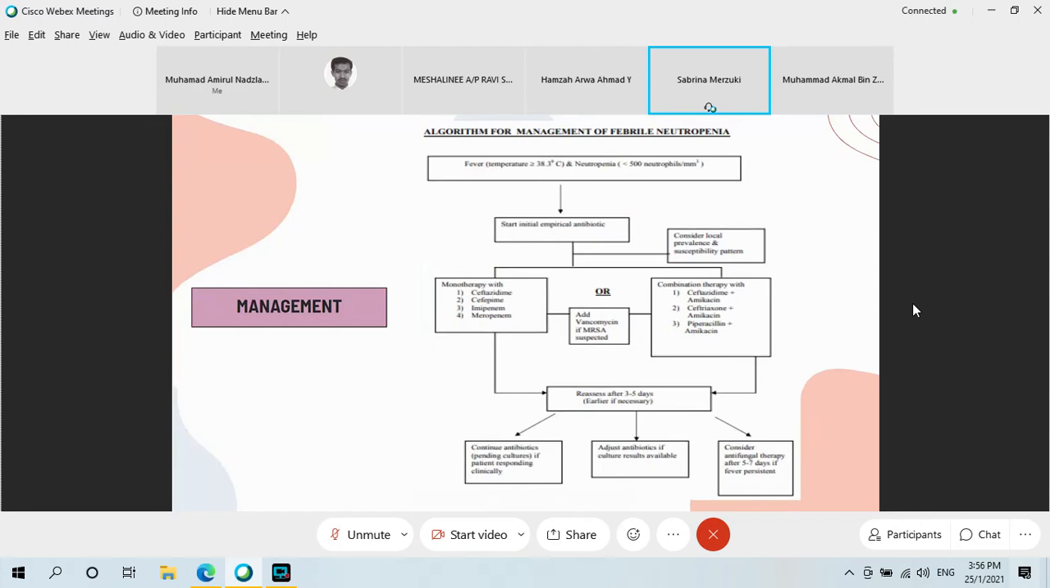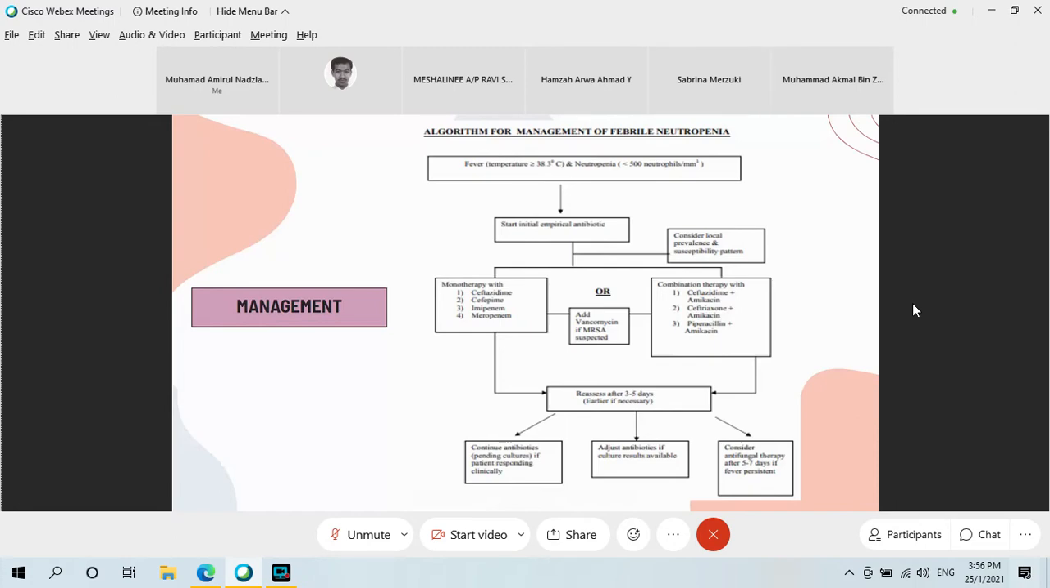For monotherapy, it can be either ceftazidime, cefepime, imipenem, or meropenem. For the combination therapy, it is a combination of cephalosporin with the beta-lactam antibiotics or aminoglycosides. For example, ceftazidime combined with amikacin, or ceftriaxone combined with amikacin, or piperacillin combined with amikacin. For both therapies, if there is any suspicion of MRSA infection, then you need to add vancomycin.